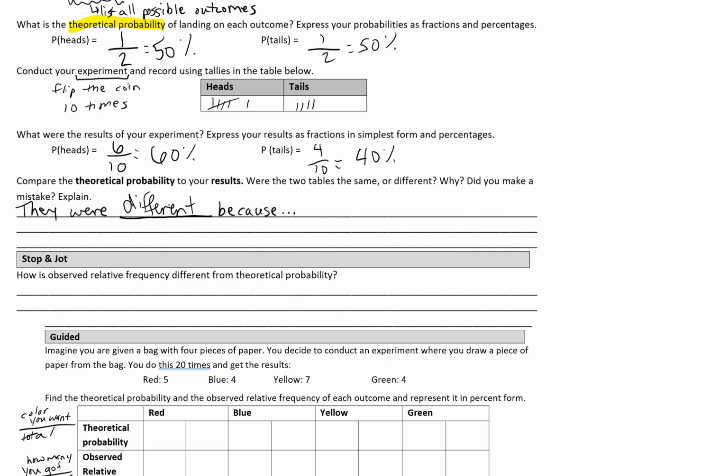Basically, the reason these are different is because one was a prediction and one is an actual test or an experiment. One is a prediction and one is an experiment. And if you had something different for that answer above, you can go ahead and put this explanation in your stop and jot.